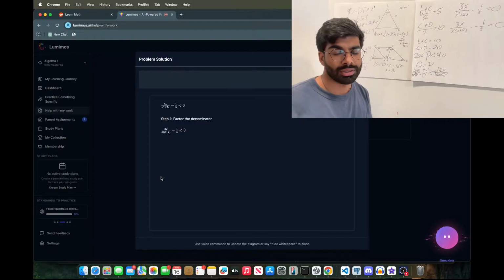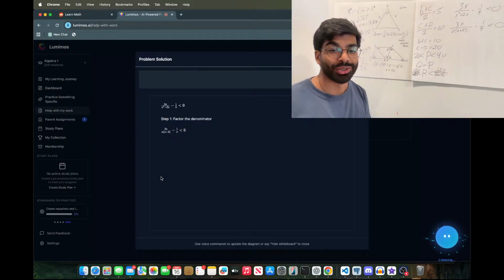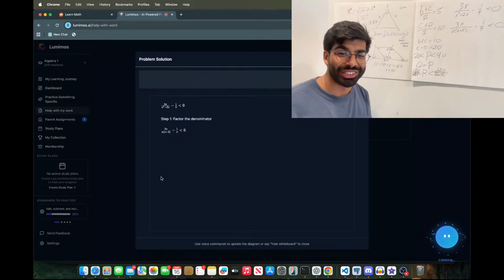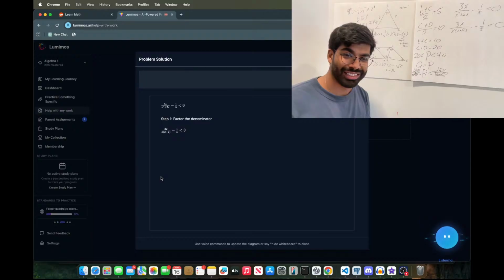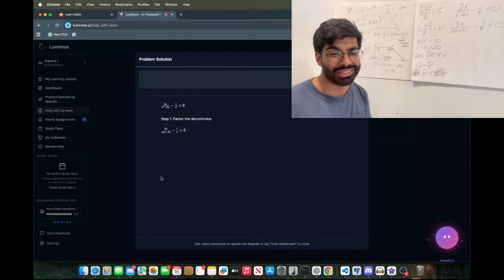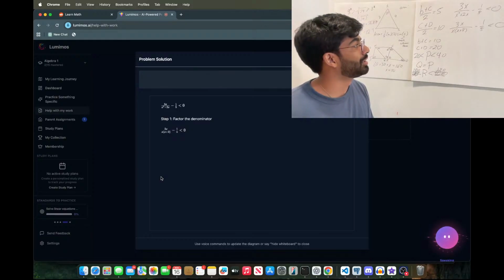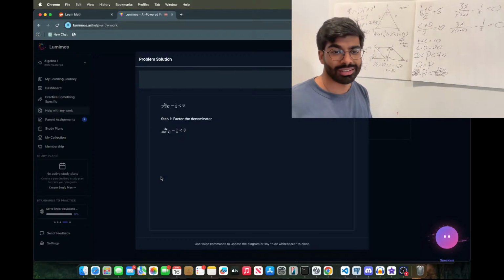Now, the key strategy for rational inequalities is to combine everything into one fraction. So we need to get a common denominator between these two fractions. What would that common denominator be? I guess 5x times (x plus 2) would be the common denominator. Yes! Exactly right. The common denominator is 5x(x plus 2). So let me show you how we rewrite both fractions with that denominator.